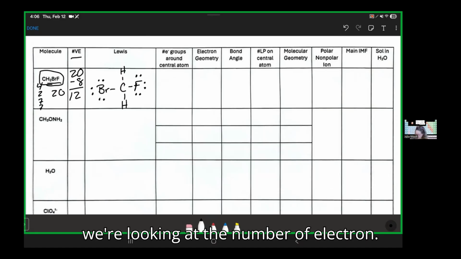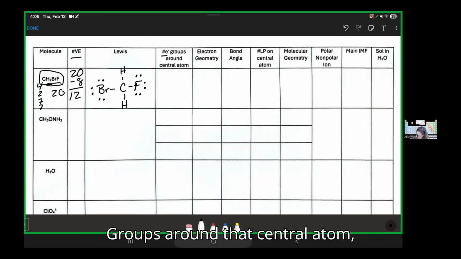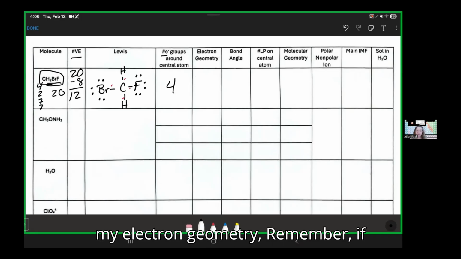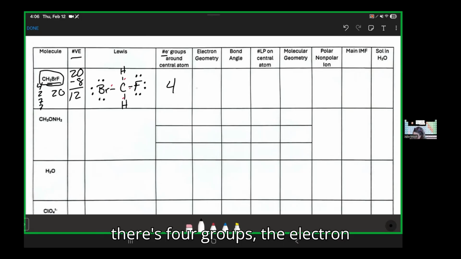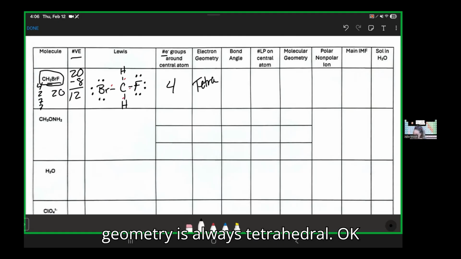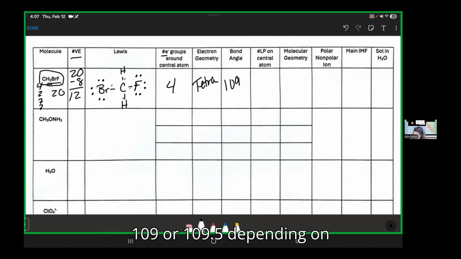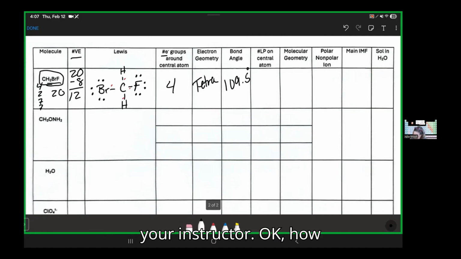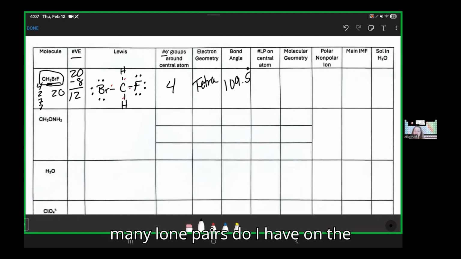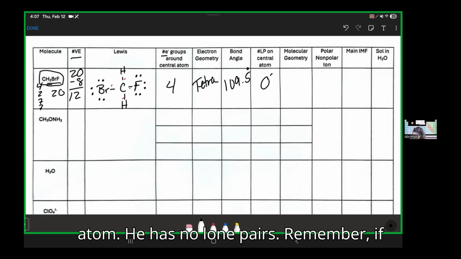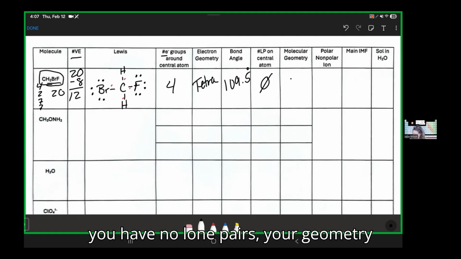So we're looking at the number of electron groups around that central atom. You've got 1, 2, 3, 4. So I've got 4 electron groups. Remember, if there are 4 groups, the electron geometry is always tetrahedral. The bond angle on tetrahedral is 109 or 109.5, depending on your instructor. How many lone pairs do I have on the central atom? None. Carbon is the central atom. It has no lone pairs. Remember, if you have no lone pairs, your geometry stays the same.